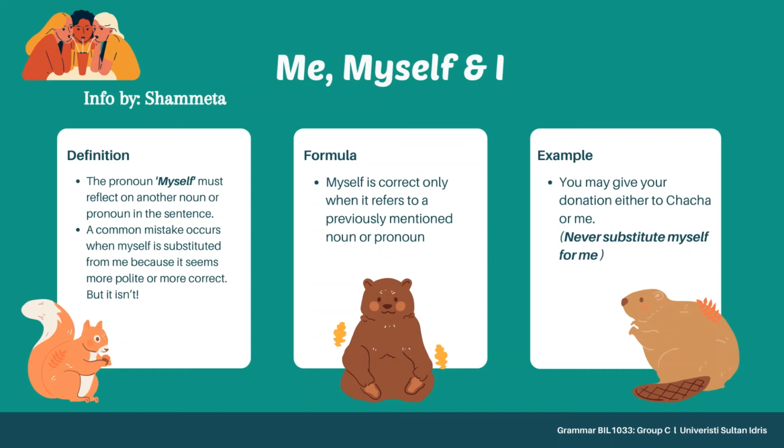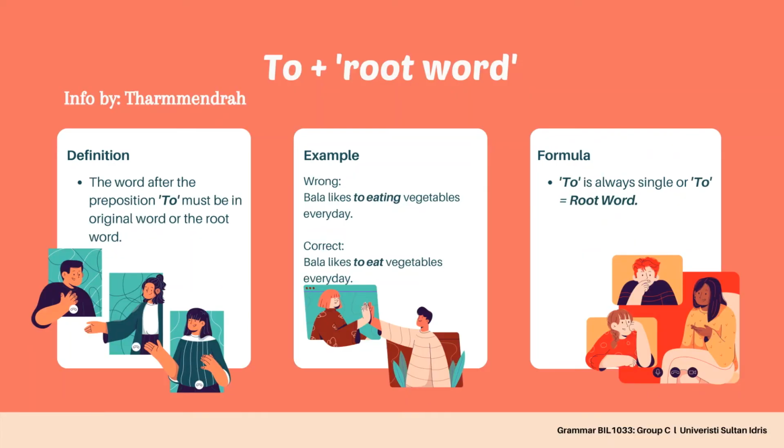Last but not least is myself. The pronoun myself must reflect on another noun or pronoun in a sentence. A common mistake normally occurs when myself is substituted for me because it seems more polite or more correct, but actually it isn't. For example, "You may give your donation either to Chacha or me." Never substitute myself for me. Formula: myself is correct only when it refers to a previously mentioned noun or pronoun.